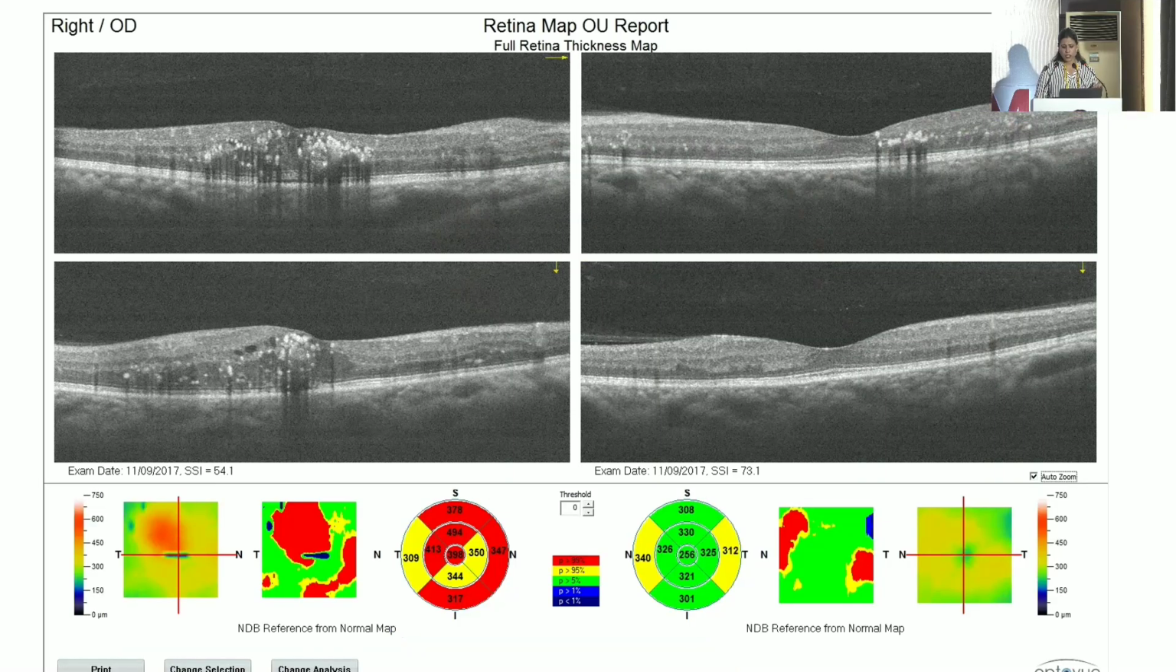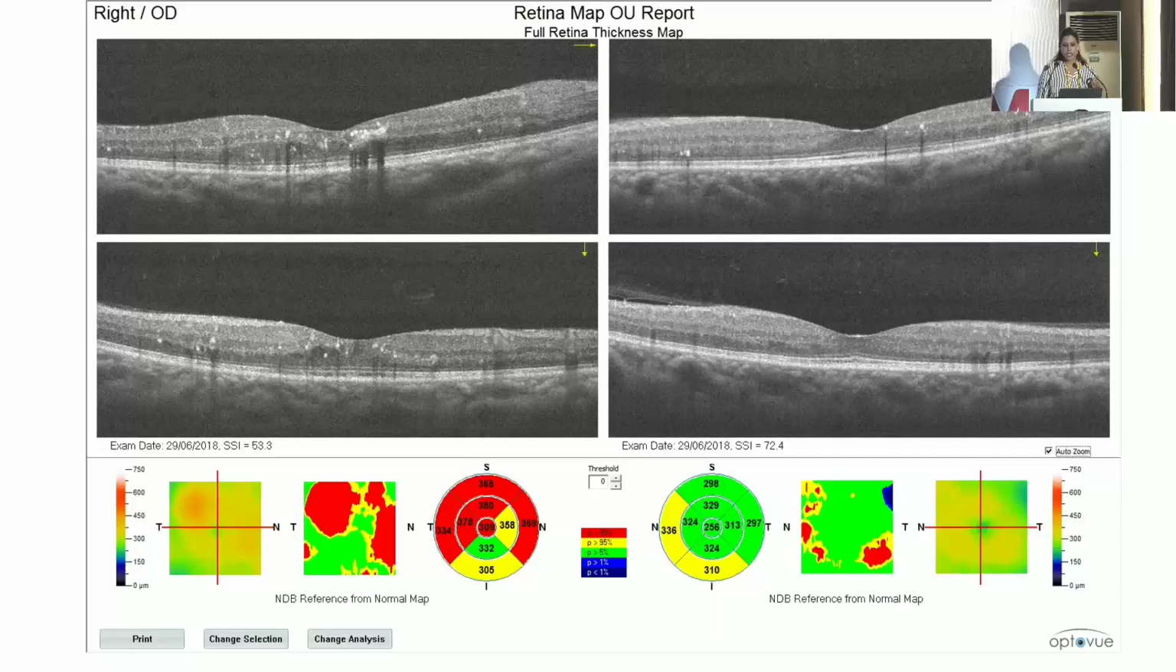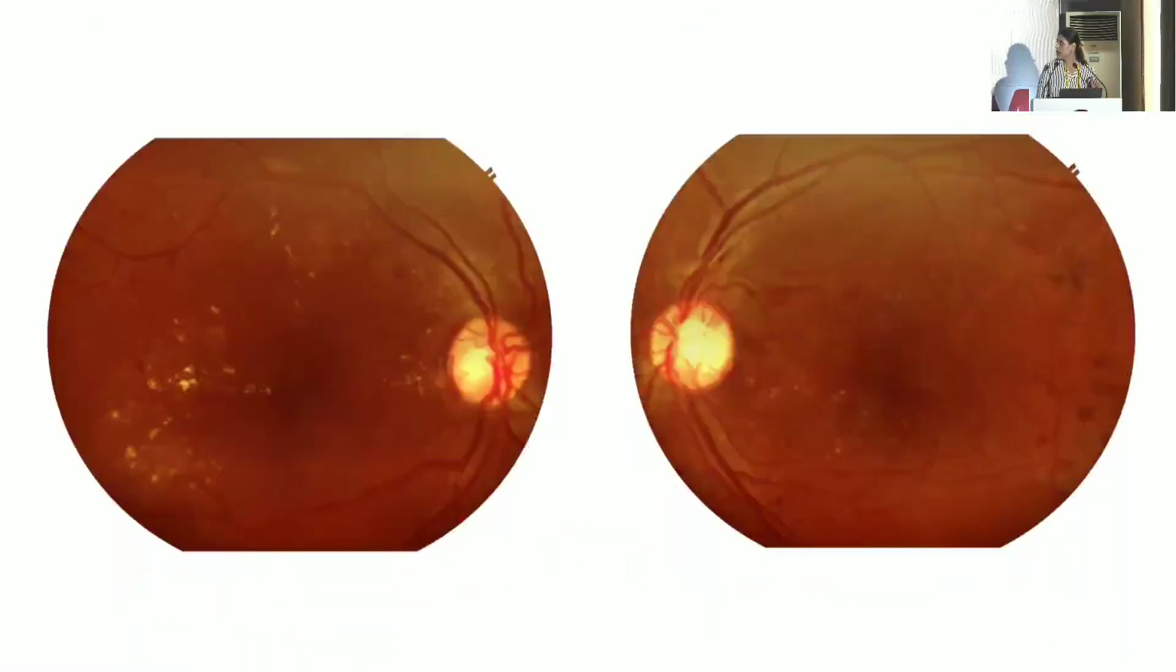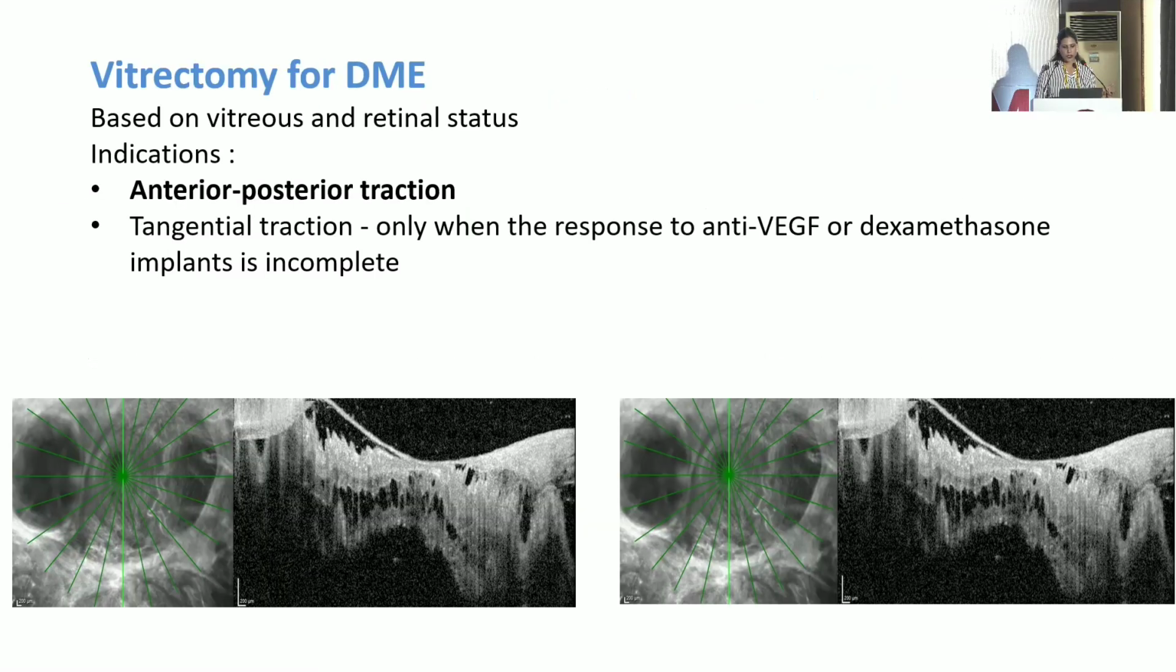Focal laser has still got a role in the era of anti-VEGFs in non-center-involving DME. This is a patient who responded; focal laser was done, and at 6 months follow-up the visual acuity improved to 6/9. So it can be considered in focal non-center-involving DME, circinate maculopathy, and in consolidation therapy along with intravitreal pharmacotherapy.